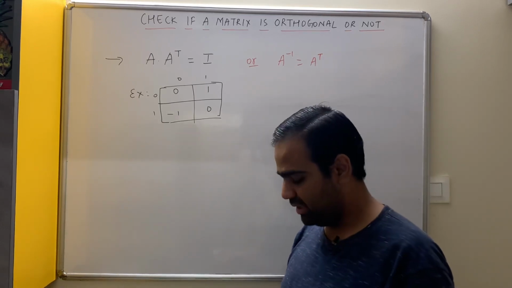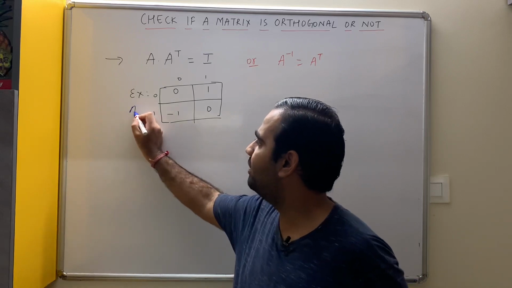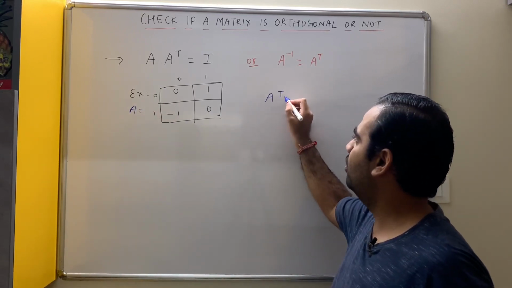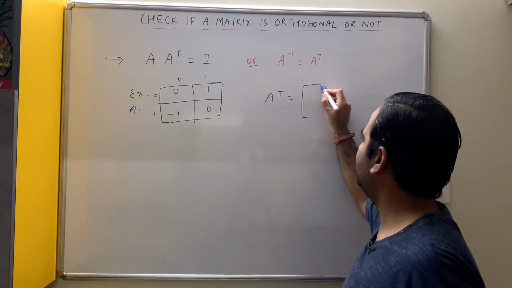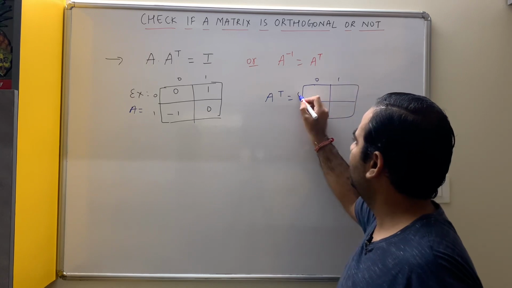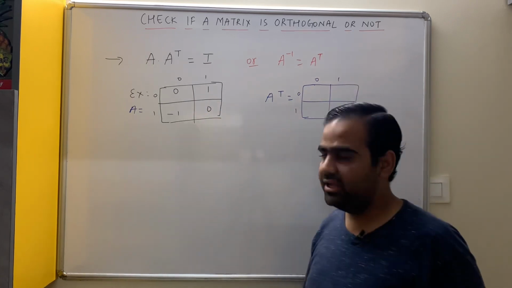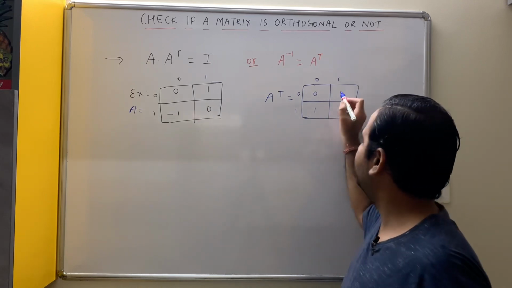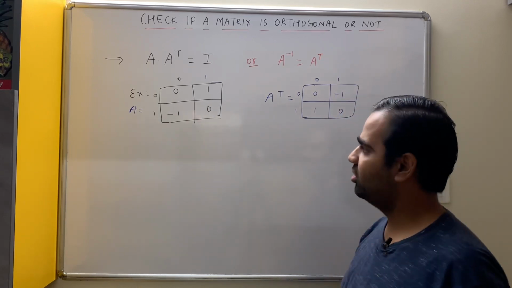0 1 minus 1 0. Suppose this given matrix is A. What do we do first? We find A transpose. What is A transpose? You take each row and write it as a column. The first row is 0 1, you write it in a column as 0 1. The second row is minus 1 0, you write it here as minus 1 0.